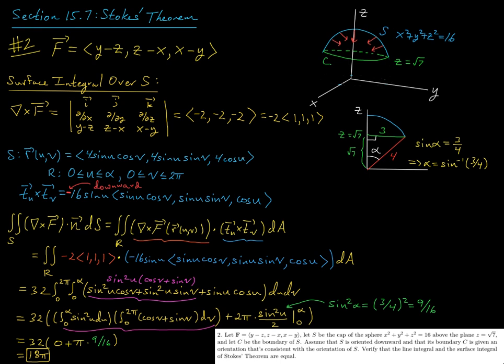Okay, so a little bit messy of a calculation here, but also, we have to be very careful when it comes to the orientation. We had to choose a downward pointing normal, and we also had to choose the appropriate orientation for the boundary curve, which is clockwise in this case.